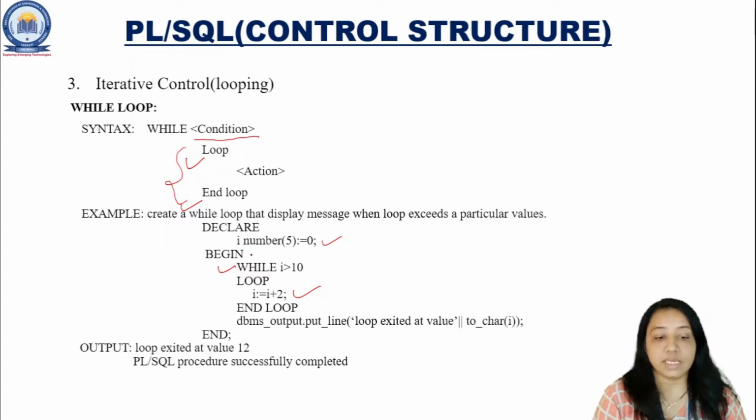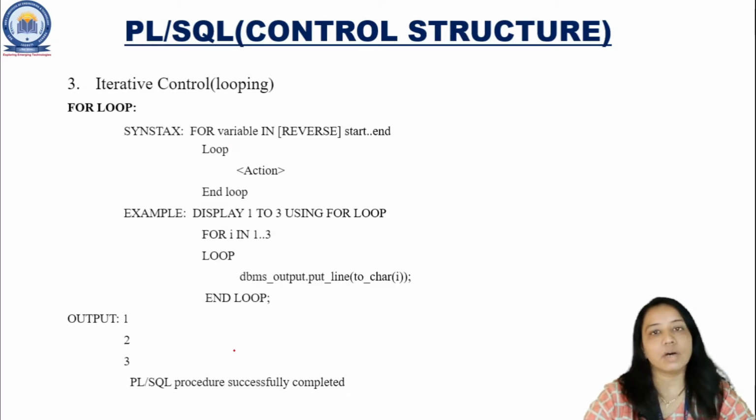Again it checks the condition here. If the condition is true, it goes into the loop, does some processing, and again checks the condition. When the condition is false, it comes out and prints this message. It is the same as the previous one, but in a different way you can write the same program using a while loop. The next is the for loop.